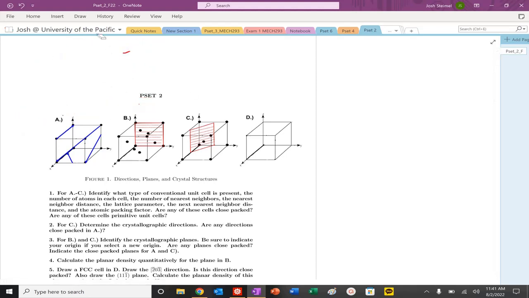So let's determine, let's see, and that's a little typo here. Determine the crystallographic directions. So in A, and then basically, are there any directions that are close packed in A? So that's a little typo. We'll make sure to make a note of that. So let's look at here.